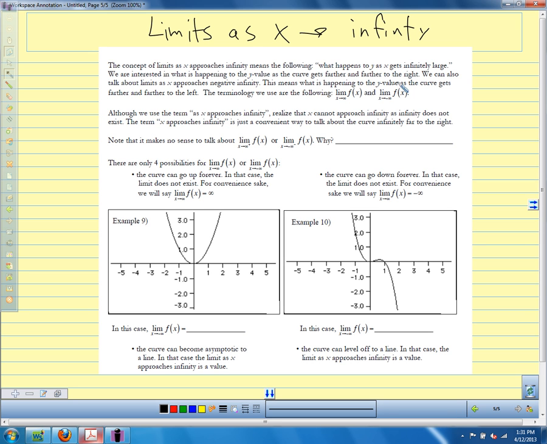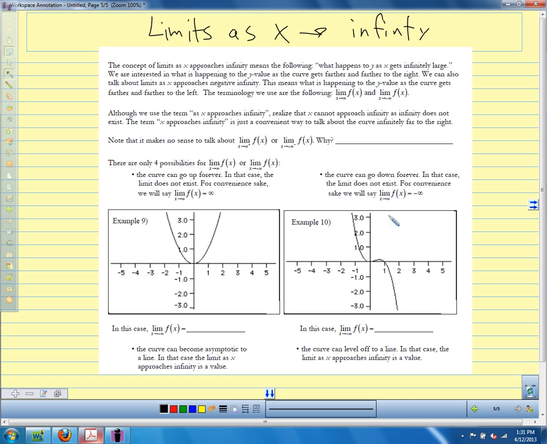What happens when we go way far to the left or way far to the right? What is the end behavior? That's what we're talking about as the limit as x approaches infinity. We're talking about the end behavior. What happens eventually? And our notation is the limit as x approaches infinity or the limit as x approaches negative infinity. So as x gets really, really, really large, what happens to our function?